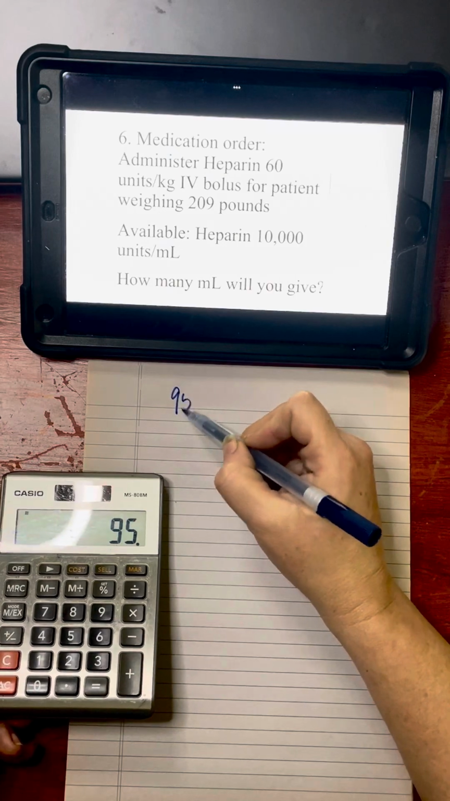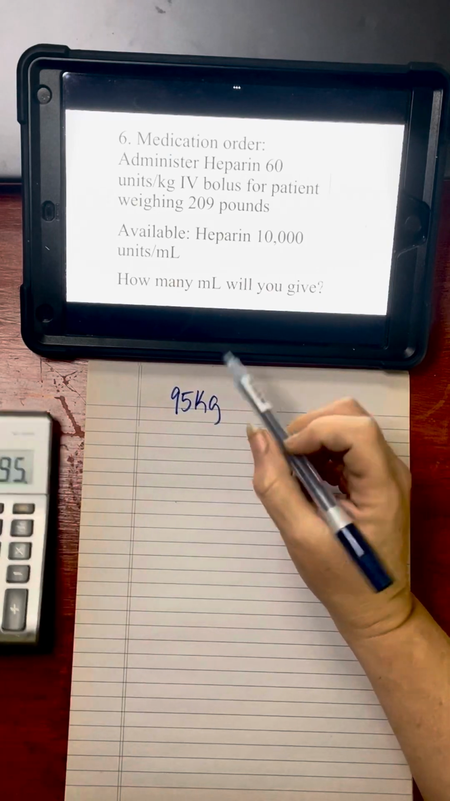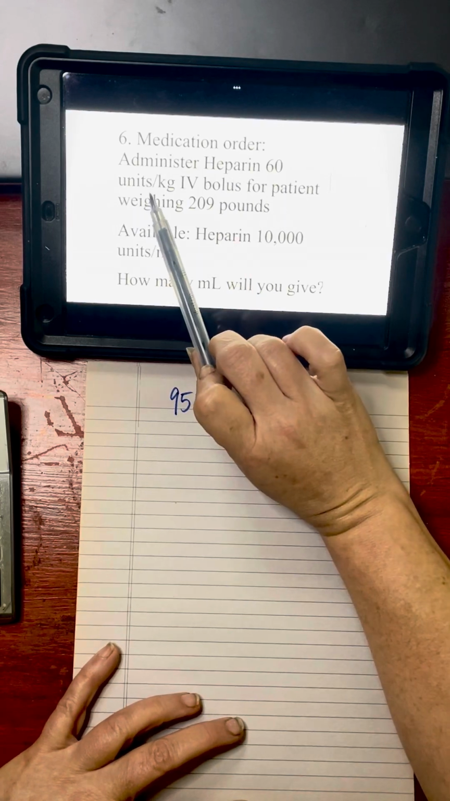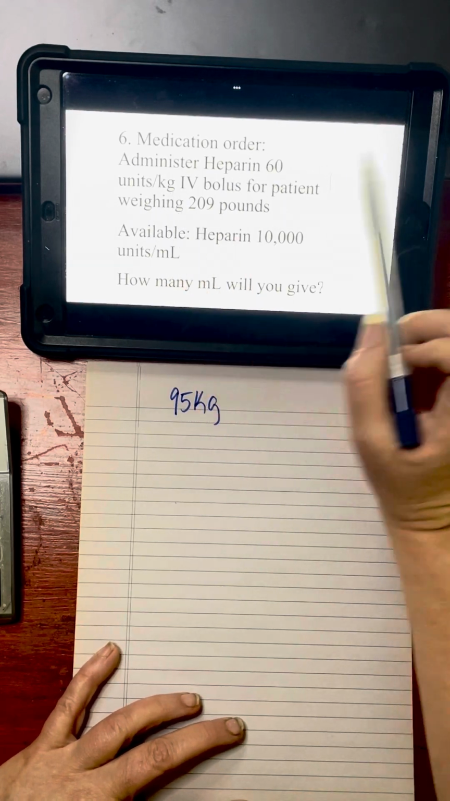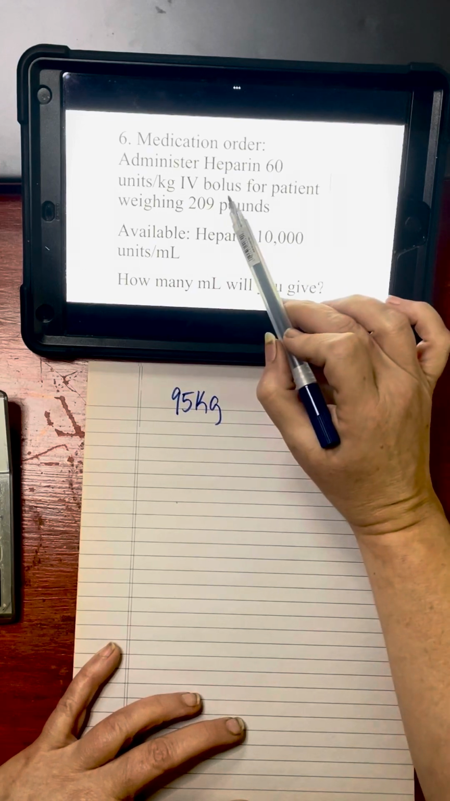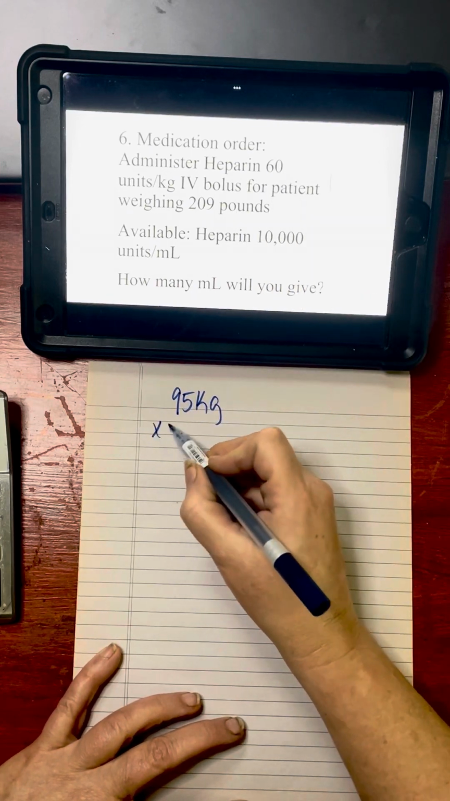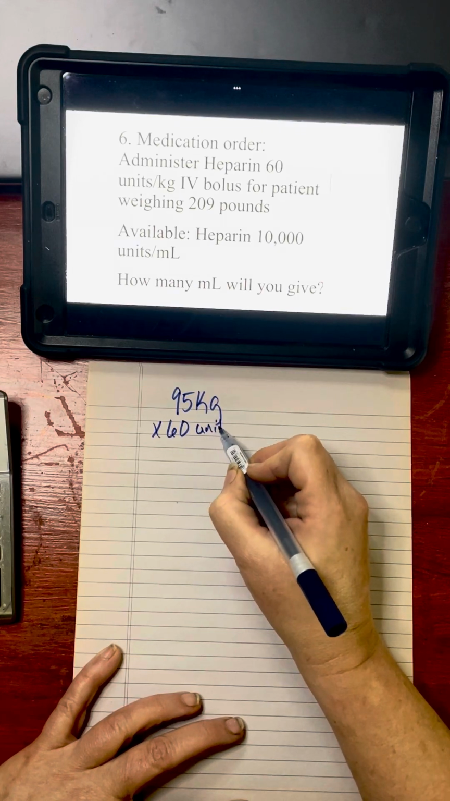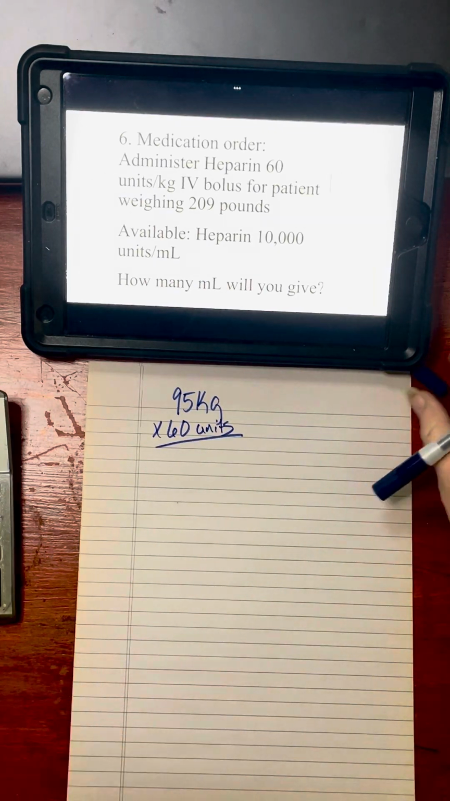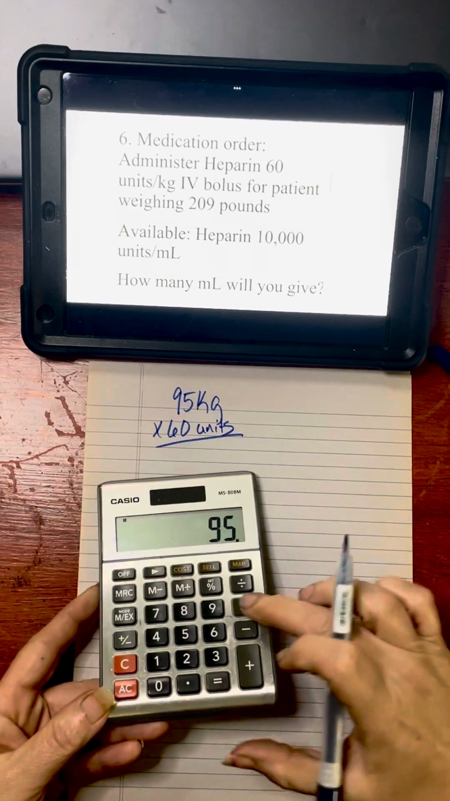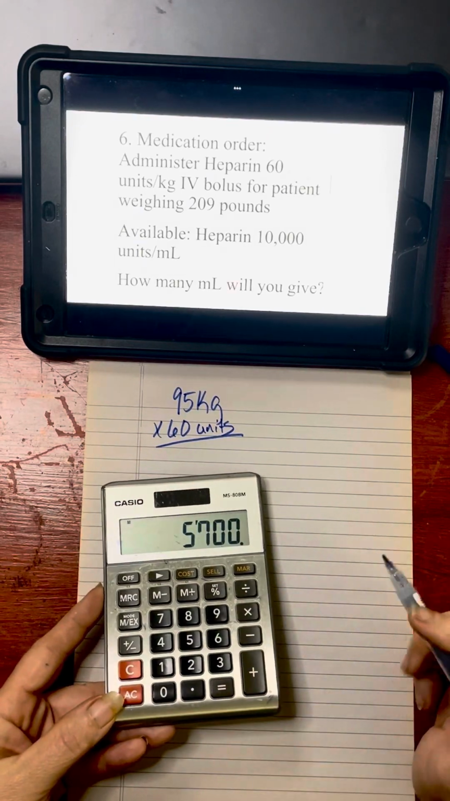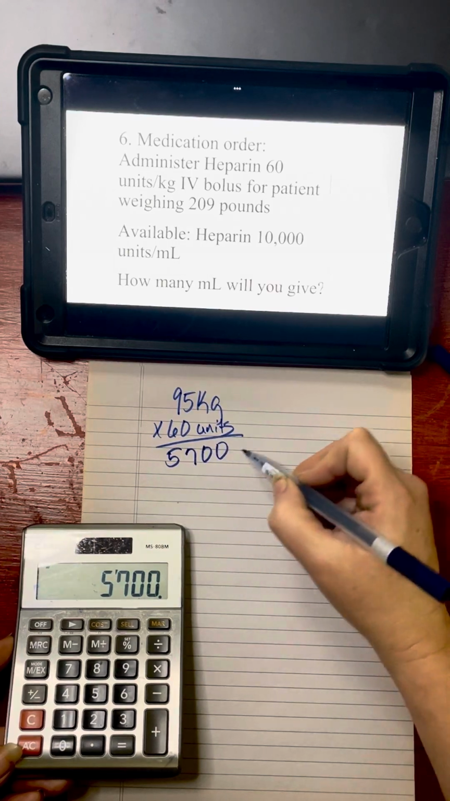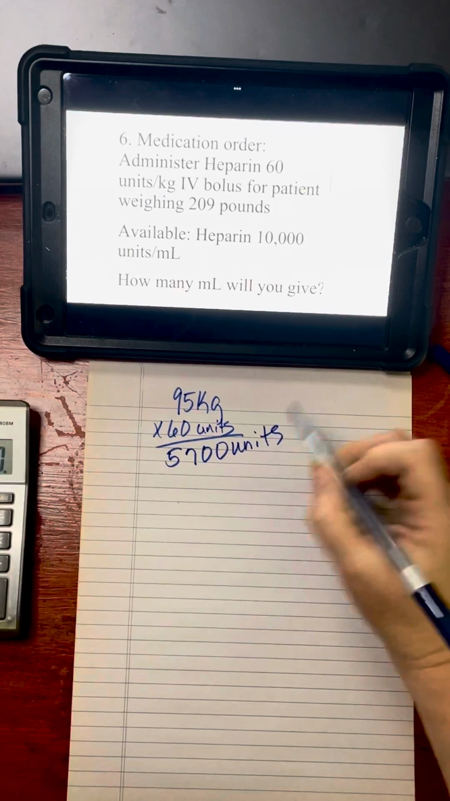So 95 kilograms is how much they weigh. And what does this say? Heparin 60 units for 1 kilogram. And we got 95 of them. So we got to multiply 95 times 60 units. 95 times 60 equals 5,700 units for the bolus.